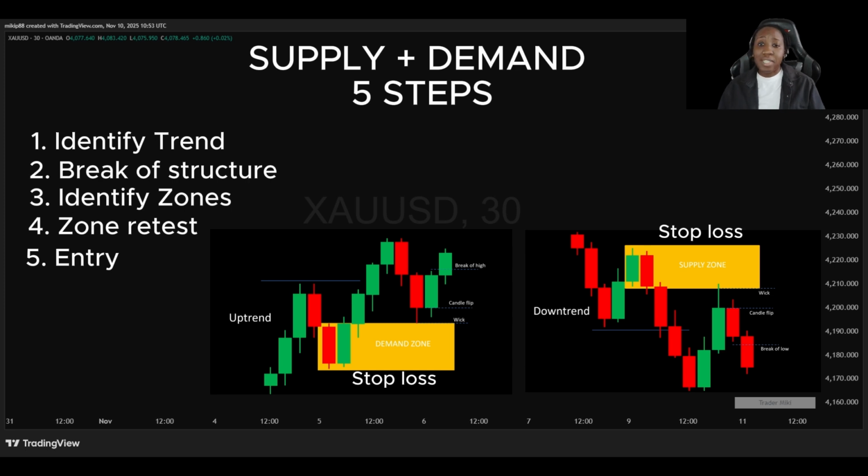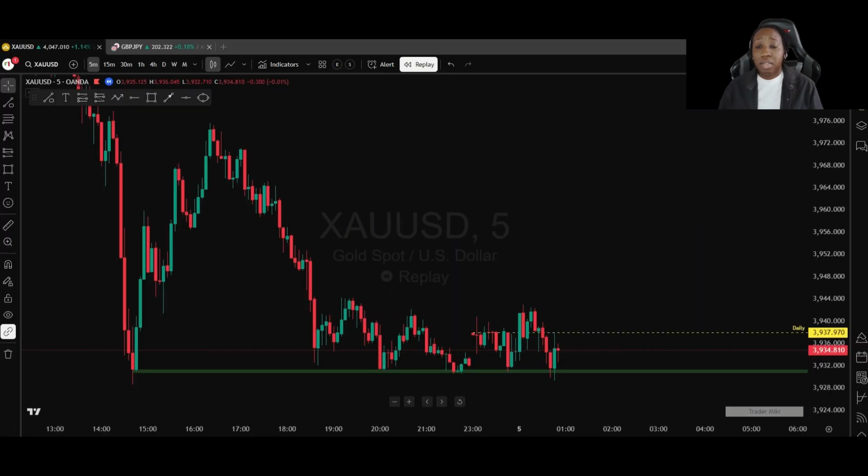Stop losses are always at the end of the zone no matter what type of entry you take. Take profits are always at least 1-to-1 or 1-to-2 risk reward. Let's look at these trades that I've taken recently.